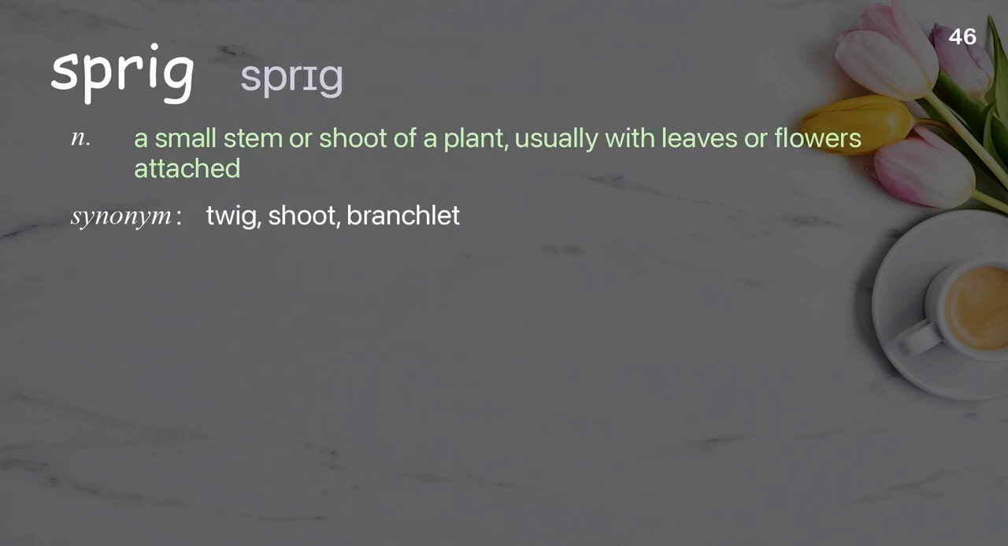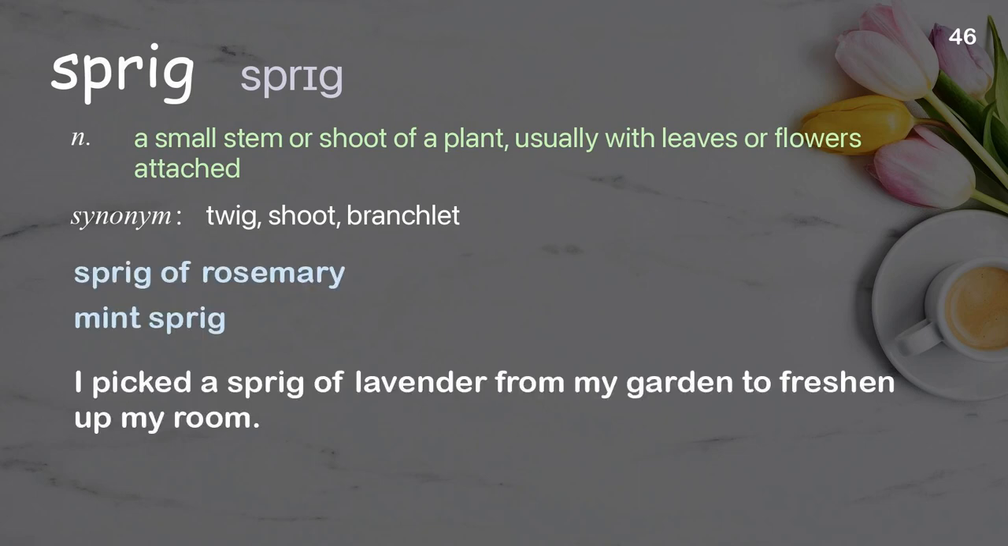Sprig: a small stem or shoot of a plant, usually with leaves or flowers attached. Examples: sprig of rosemary, mint sprig. I picked a sprig of lavender from my garden to freshen up my room.